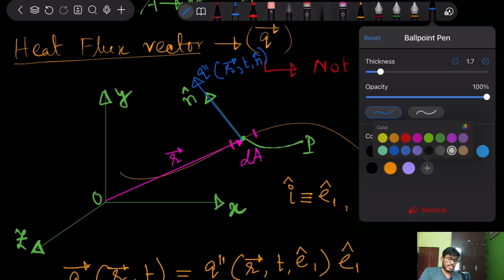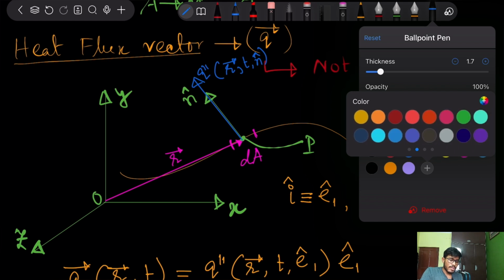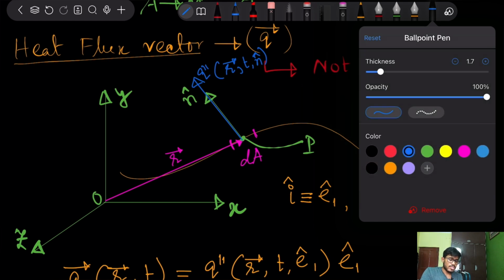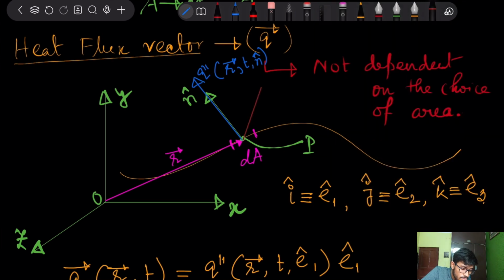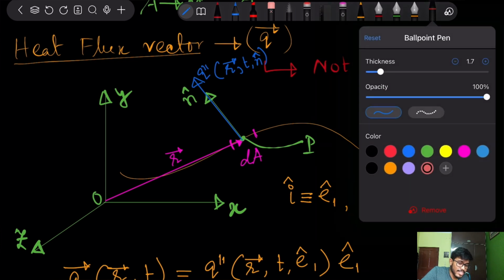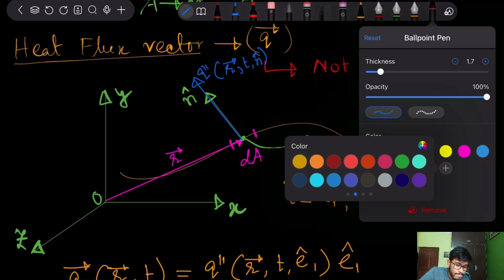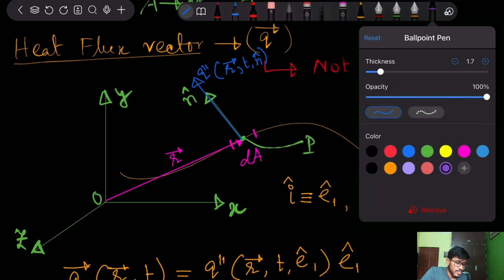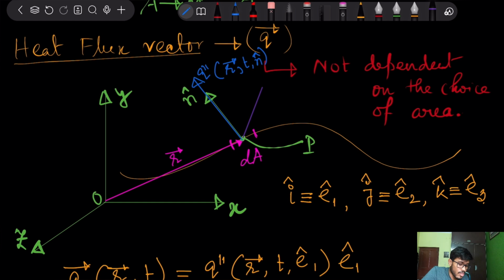So let me choose any other color. This one is like red, so let me choose another. The visual effects are very important, right. It will directly go into your mind. So let me use this purple. So maybe this is my heat flux vector at a point that is situated at a position vector of r and at a time t, right.